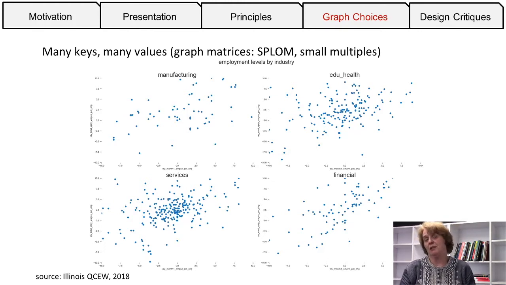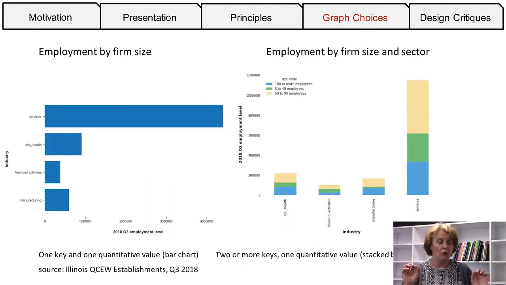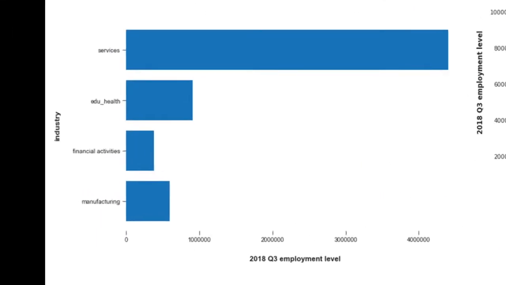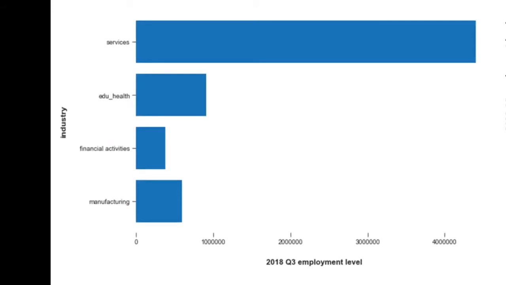Then maybe I'm wanting to see what's going on by different sets of characteristics. So you can look at those different markers. You can create different stories by having different keys. So this is by firm size. So I can look at employment by firm size. I can see most of employment is in services.